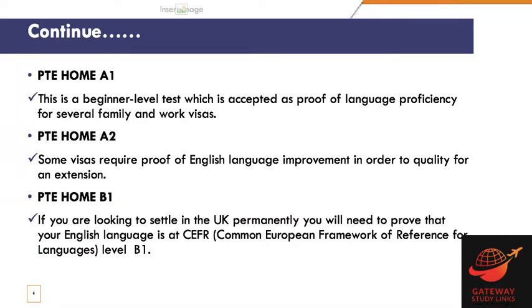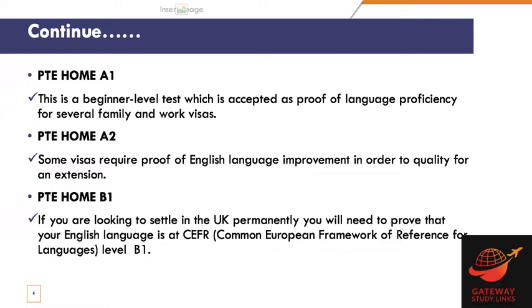Let's move on. PTE Home A1, PTE Home A2, and PTE Home B1. Home A1 is a beginner level test which is accepted as proof of language proficiency for several family and work visas. Home A2 is for some visas that require proof of English language improvement in order to qualify for an extension.